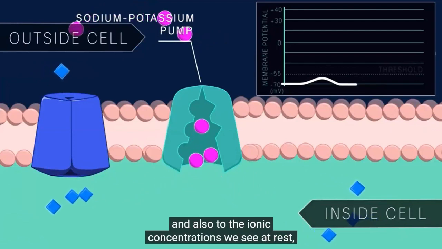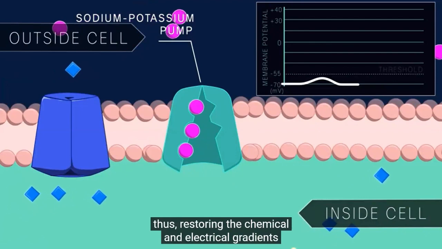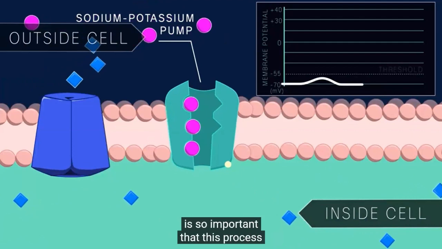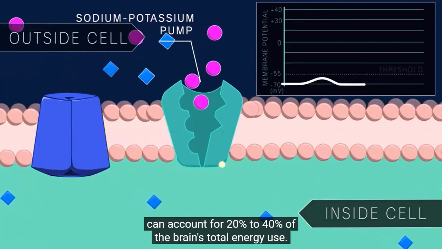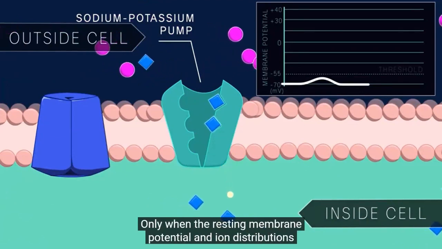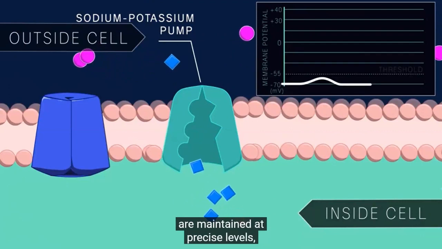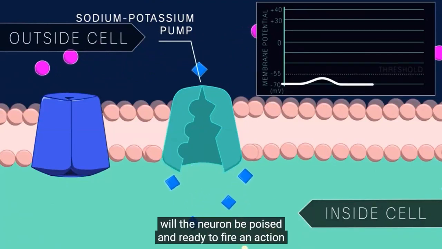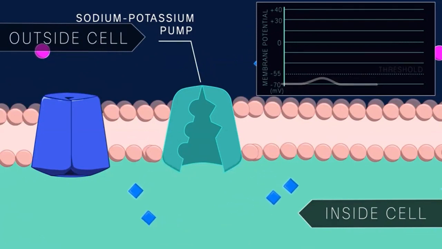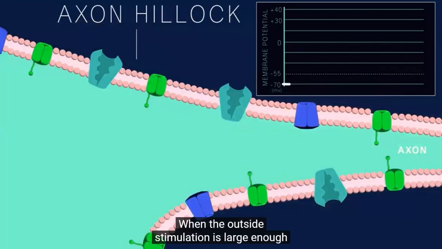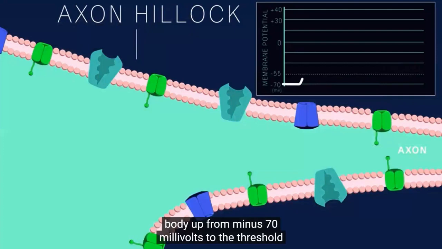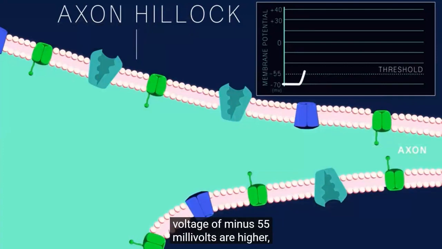Maintaining this ionic balance in neurons is so important that this process can account for 20 to 40% of the brain's total energy use. Only when the resting membrane potential and ion distributions are maintained at precise levels will the neuron be poised and ready to fire an action potential. When the outside stimulation is large enough to bring the membrane potential in the neuron body up from -70 millivolts to the threshold voltage of -55 millivolts or higher, this triggers an action potential at the axon hillock, which then travels down the axon.